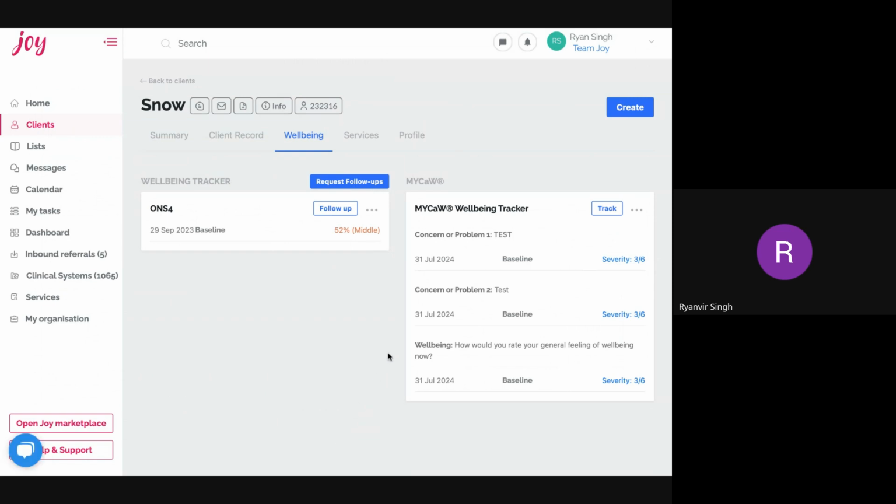Cool. So once you've clicked save, you can now see your wellbeing tracker on the right hand side here, and you can track this information. So if I'm in a meeting with a patient again in a few weeks, I might ask them how their concern or problem has improved, and just click on track to do so.